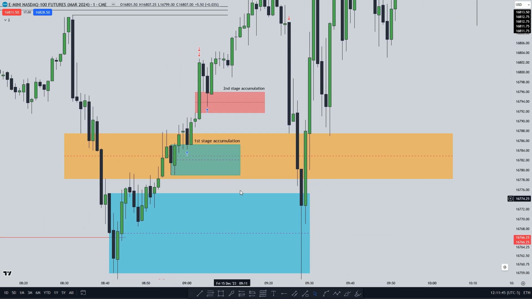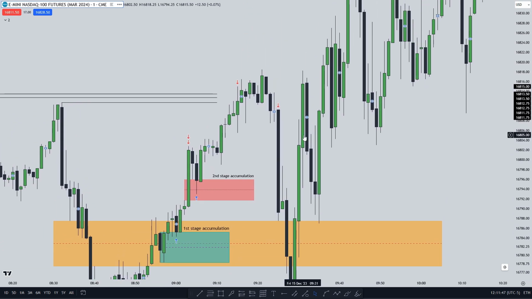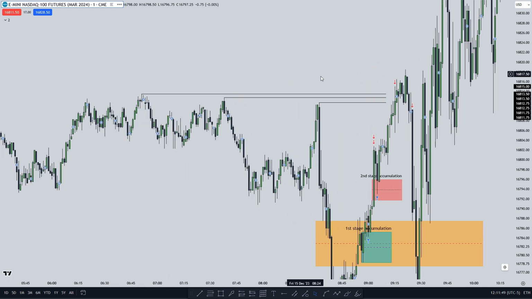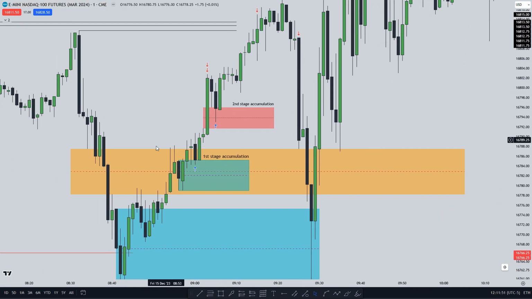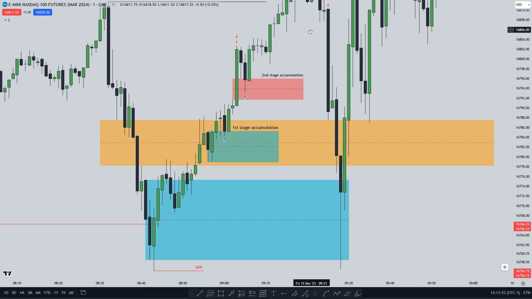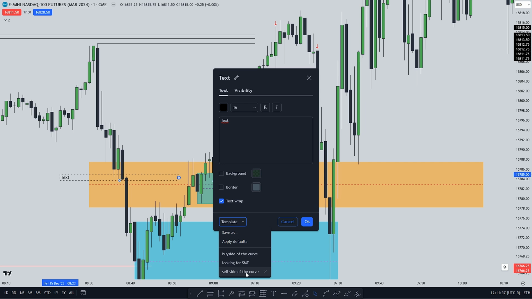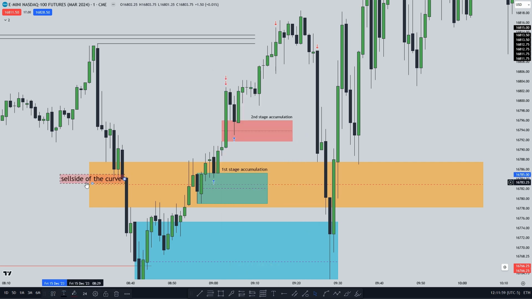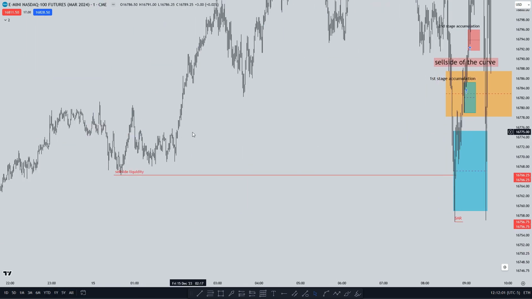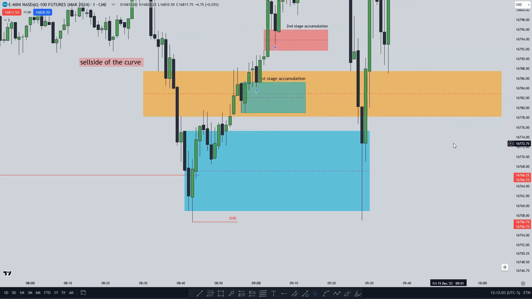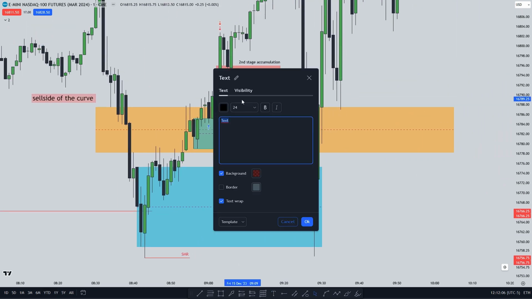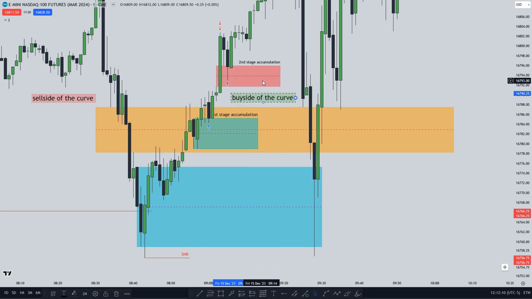So this was an example of how you can use low resistance liquidity as your target when seeing a market maker buy model, because we have over here the sell side of the curve down to the sell side liquidity where we get the smart money reversal, and then we start to make the buy side of the curve over here.